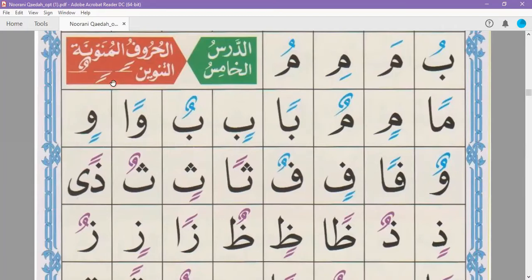And I learned Al-Qaida An Nooraniyyah from different teachers, and one of them used to think that this fathatain, kasratain, dhammatain is correct. And that got me confused. So when I took exam, my sheikha, the sheikha who was taking exam said, where do you get n from? Like fathatain, kasratain, dhammatain, where did you get these sounds from? It's either fathatan or fathatain.